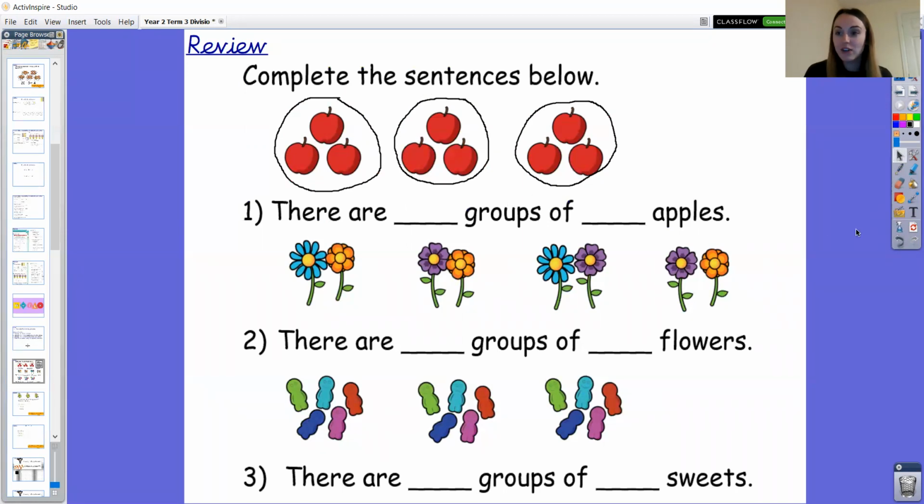Well done, Year 2. Let's have a look together. We're going to say these sentences together, filling in the blanks. Are you ready? There are 3 groups of 3 apples. Well done. There are 4 groups of 2 flowers. Brilliant. Let's have a look at the last one. There are 3 groups of 5 sweets. Well done, Year 2. Super start to maths today.